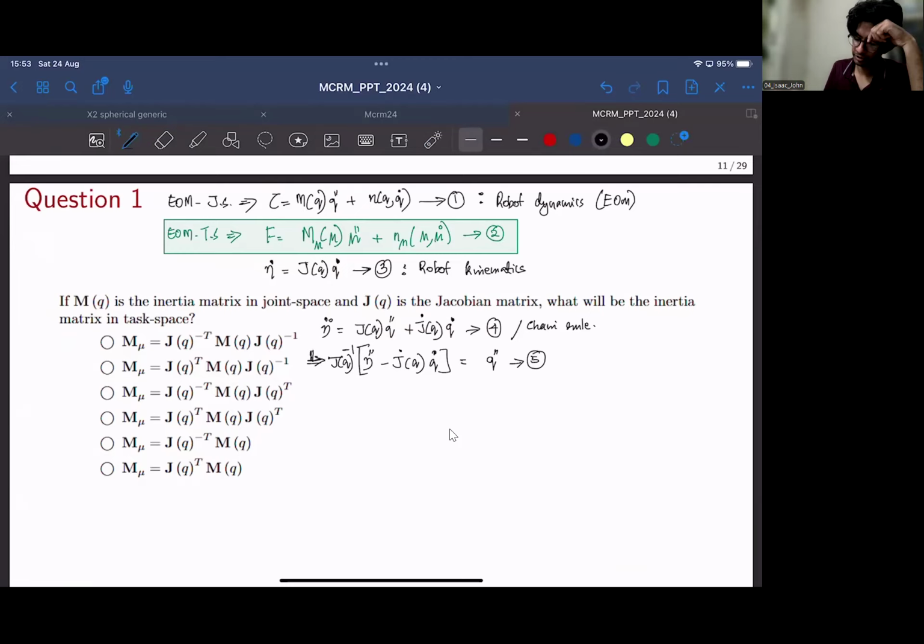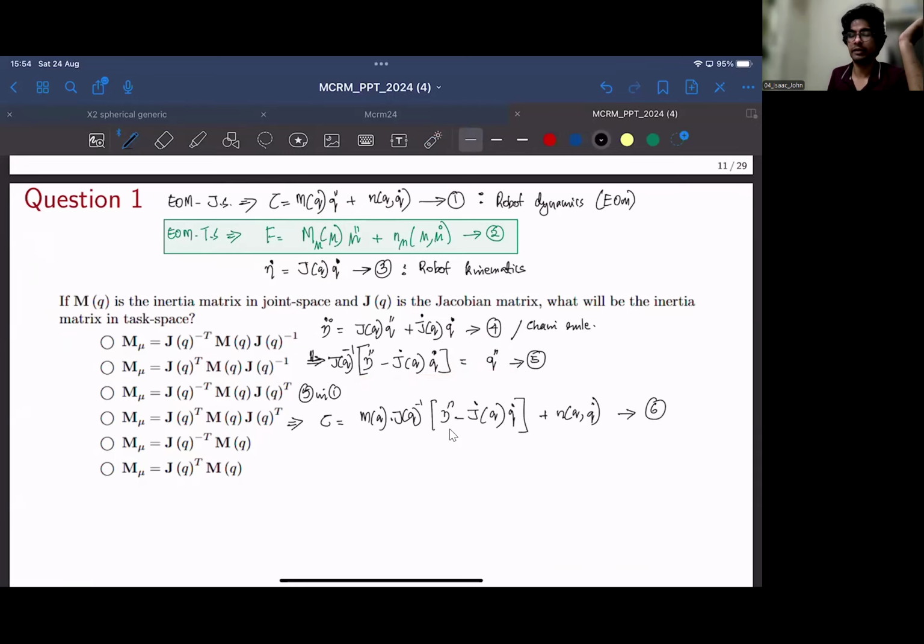So if I substitute equation 5, that is this term Q double dot, into equation 1, what will you get? So 5 in 1. If I do that, I'll get tau as M of Q multiplied by, instead of Q double dot, I'll write this term: J of Q inverse, eta double dot minus J dot of Q dot, plus N of Q, Q dot. And this is equation 6.